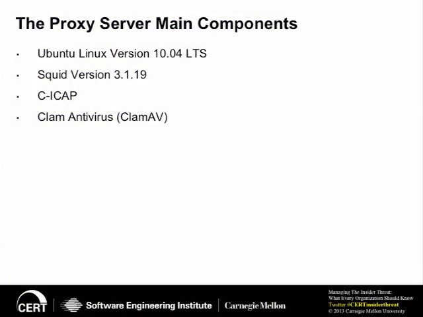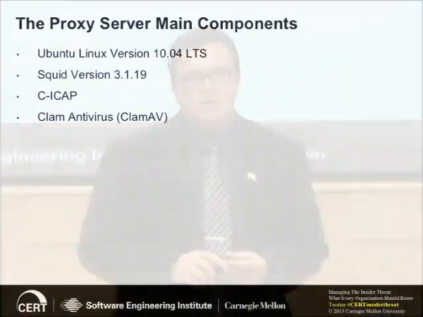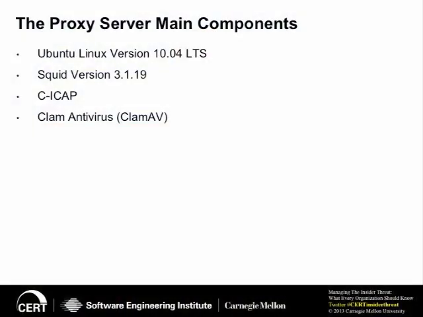So the proxy server has four main components. We're using Ubuntu Linux 10.04 LTS. We're using Squid version 3.1.19. The version number for Squid there is important, as the latest release will not work within this current technical note. We are working to upgrade the tech note to include the latest version of both Ubuntu and Squid. We're also using a C-ICAP server and ClamAV antivirus.